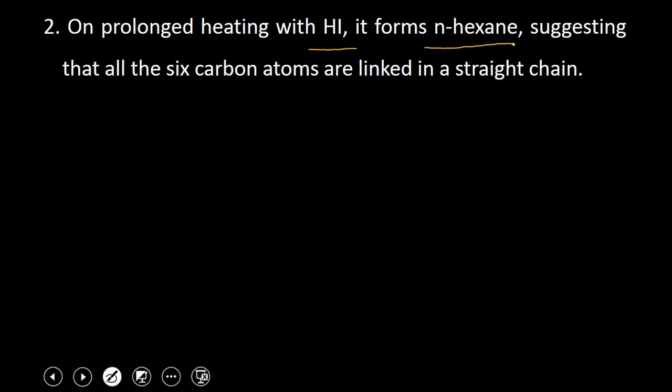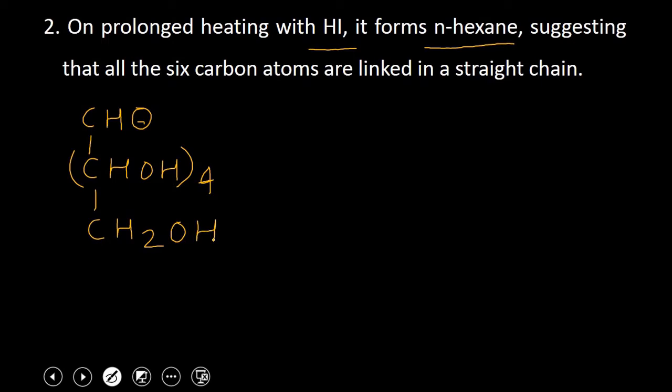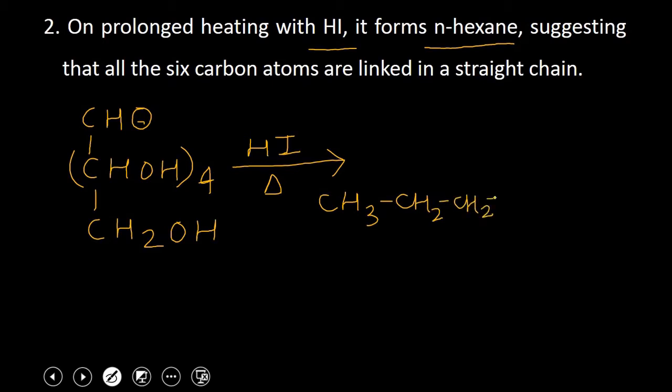So children, I am writing the reaction of glucose with HI. Again I will write the structure of glucose which I discussed just now. The aldehydic group, after that CHOH whole 4, then CH2OH. So this is the structure of glucose. When this glucose was heated with HI, we got n-hexane. n-Hexane has all the 6 carbon atoms attached in a straight line: CH3, then 4 CH2, then CH3. So children, this is the structure of n-hexane.